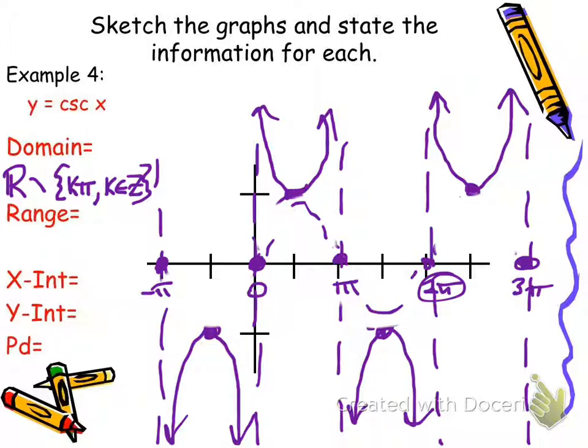All right, we're not going to be interested in the range. You can just leave that off. There's no x-intercepts, no y-intercepts. Period is the same as the sine function, 2 pi.